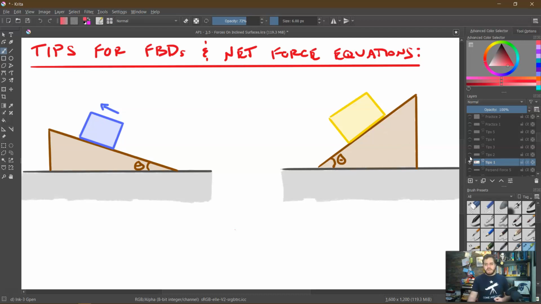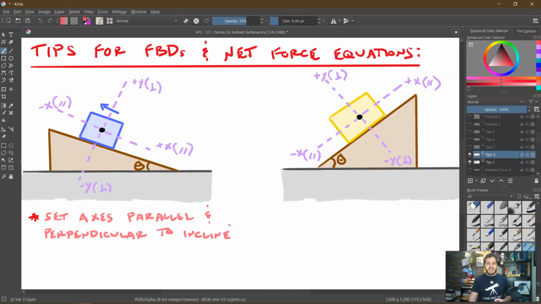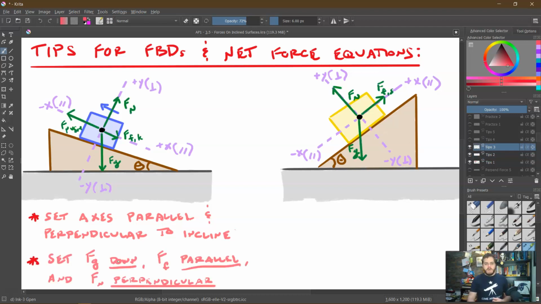Well, the first tip we need to know is that we want to set our axes parallel and perpendicular to the incline rather than perfectly horizontal and vertical. Doing that really simplifies how we can look at all the forces here. Now, once we've done that, we can go ahead and say, well, Fg is always straight down. Always down, and when we've rotated these axes, it should be the only one not on an axis. Ff will always be parallel to the surface.